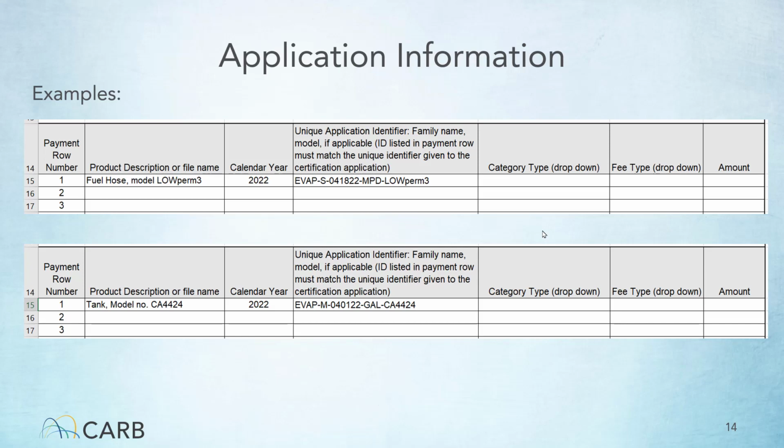In the second example, the unique application identifier denotes a tank product that is also in the EVAP group, but the category noted is M for Marine Watercraft or SIMW. The date of the invoice is April 1st, 2022. The filing company's code is GAL, and the tank model is CA4424.